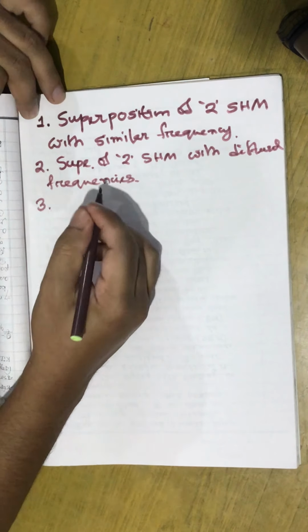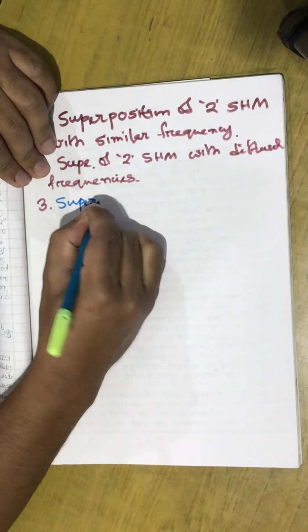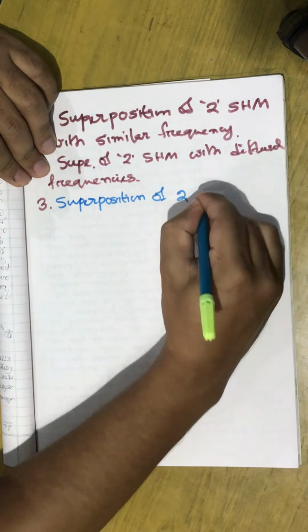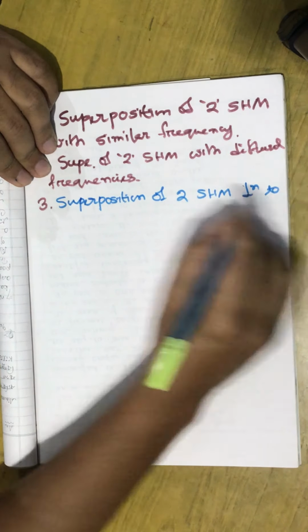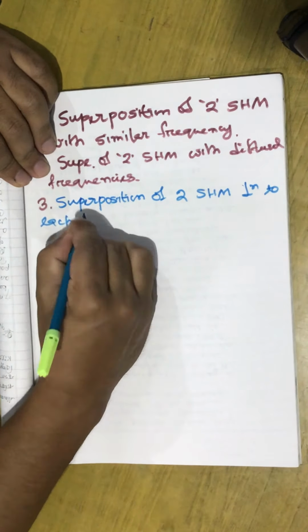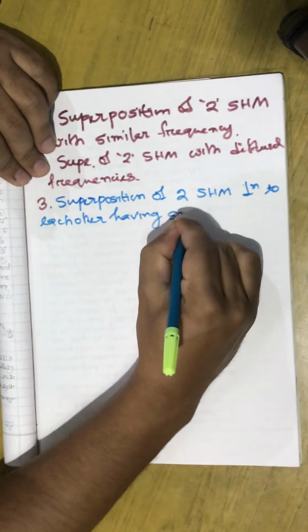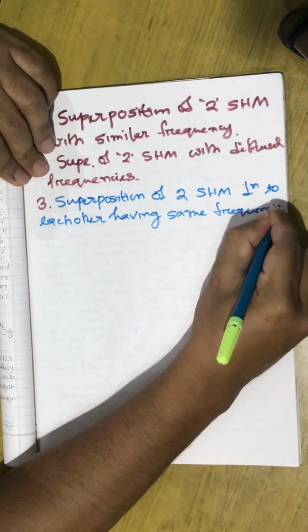Today we are going to discuss superposition of two simple harmonic motions of the same frequency, but traveling perpendicular to each other. So today's topic is superposition of two SHM perpendicular to each other, having the same frequency. This will be today's topic.